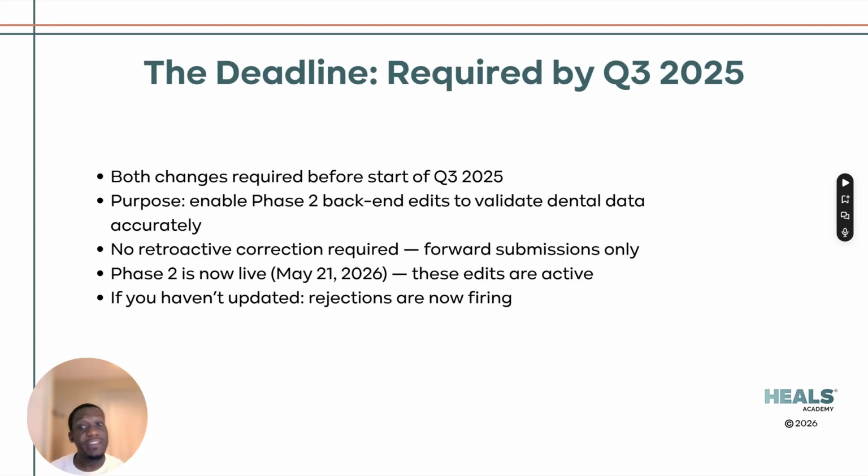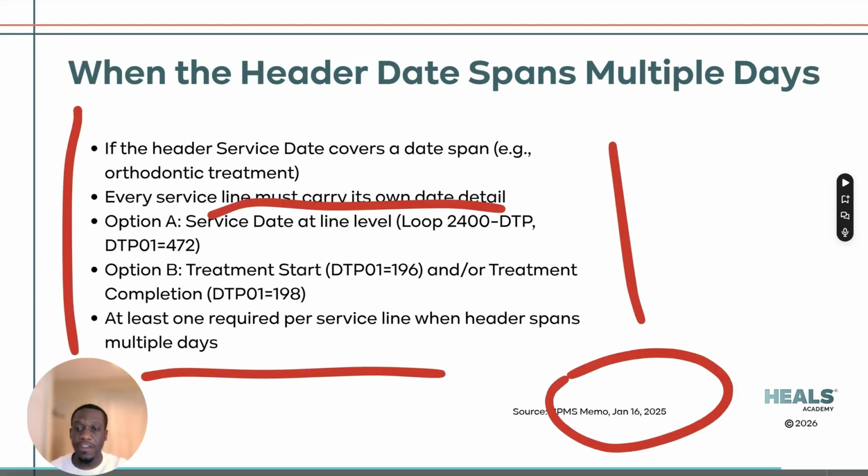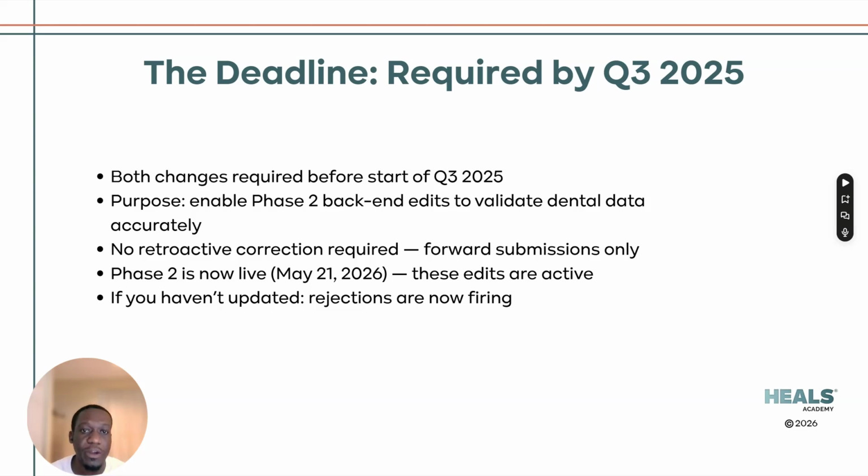And the deadline for this was a prior memo you can see from here. This was a 2025 memo, but CMS was looking forward and said both changes required before the start of Q3 2025, which is passed. And the purpose is to enable phase 2 back-end edits, which CMS is starting. Then phase 2 will be live on May 21st. So it's just coming. And these are critically important as you look back and look forward so that all data gets to CMS successfully.